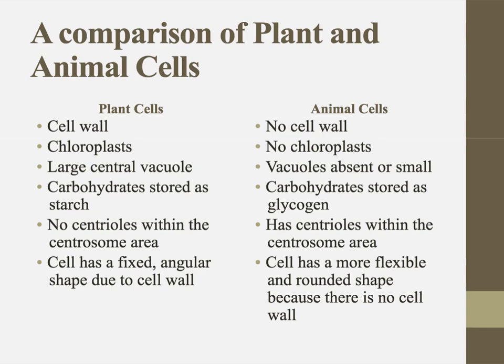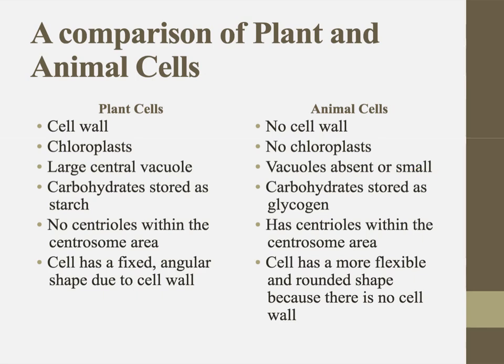Okay, so how are they different? All right, well, plant cells have a cell wall, animal cells don't. Plants have chloroplasts, animals don't. Plants have a super big central vacuole. Okay, we drew that in our picture. Animal cells have either small vacuoles or none at all.